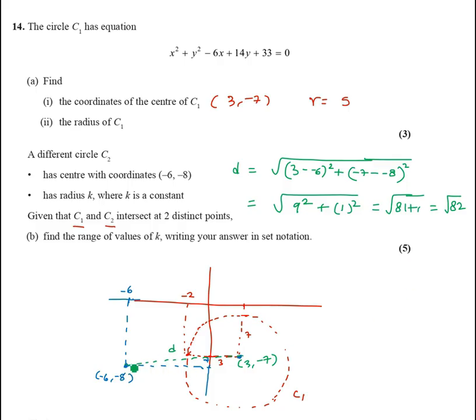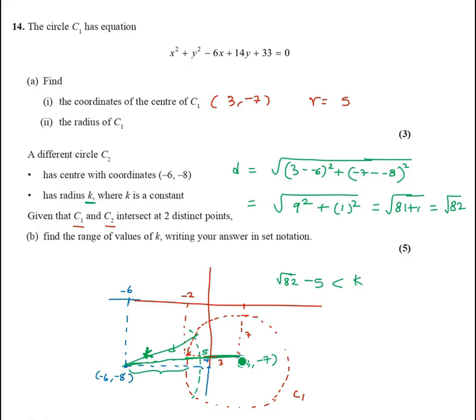Now if we think about the radius, this is 5 here, the radius of this circle. Now consider the radius of the other circle, which is k in this case. If k is bigger than this distance, which will be √82 - 5, then the circle will intersect the other circle at two distinct points.